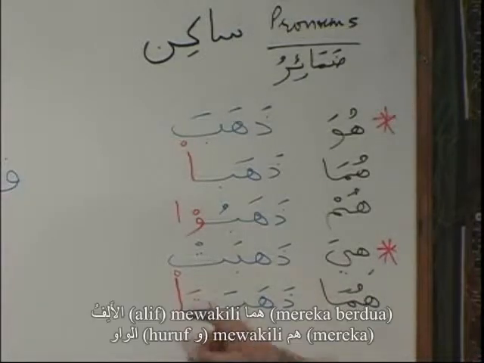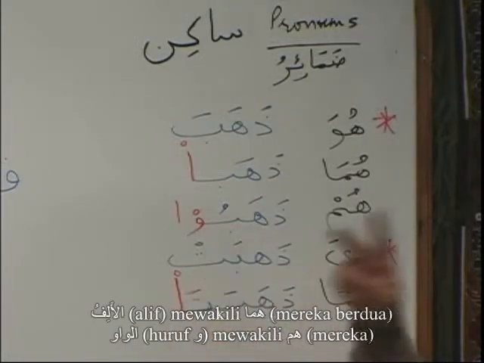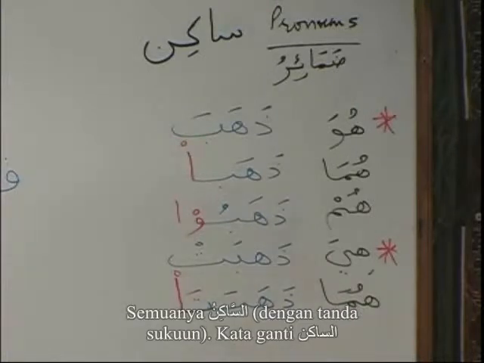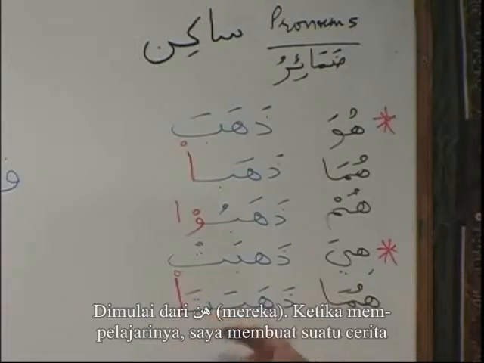Are you with me? This alif represents huma. Waw represents hum. Are you with me? They represent, and they are sakin pronouns. Are you with me? And then we have starting from hunna.